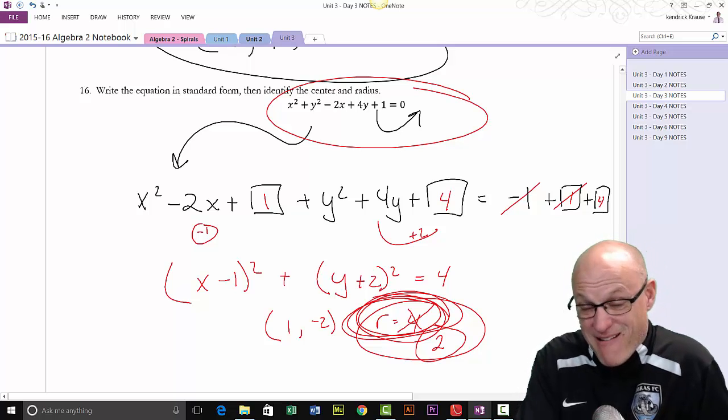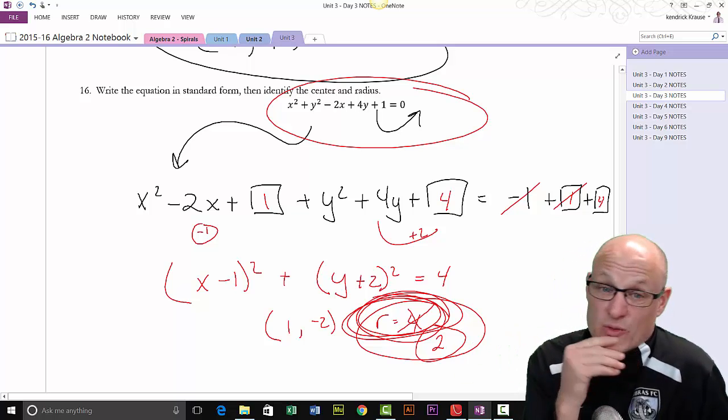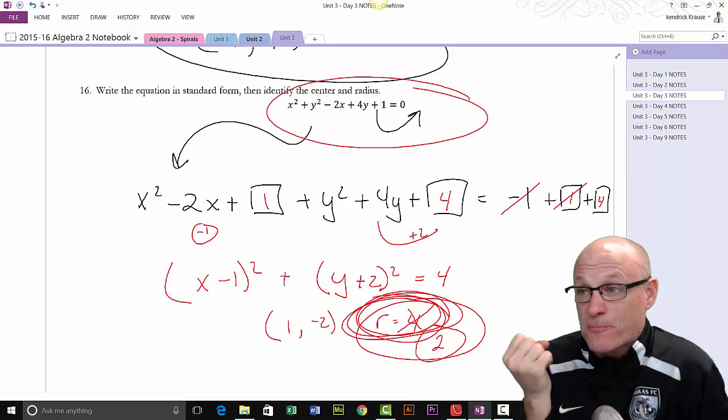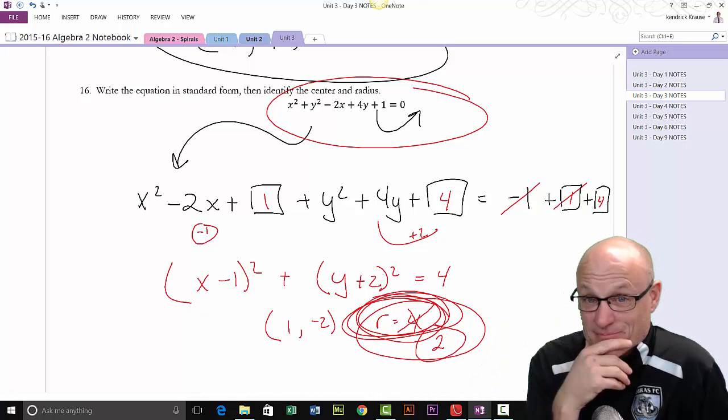That found my mistake. All right, kids, completing the square, writing equations in vertex form, and circles. Not that bad. Not that bad.